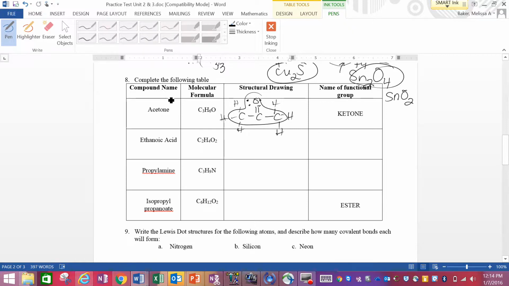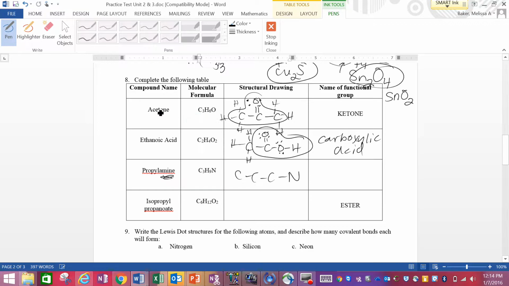Second one down, C2. I know I need 2 oxygens here. And I've got 3 more hydrogens to put in place. So this is CH3COOH, and I've got to add my lone pairs. That is a carboxylic acid. This one kind of gives it away in the name. So we've got carbons and a nitrogen, and then we need our hydrogens to all make sense. So we need our carbons to have 4 bonds, and our nitrogen to have 3. That is an amine.